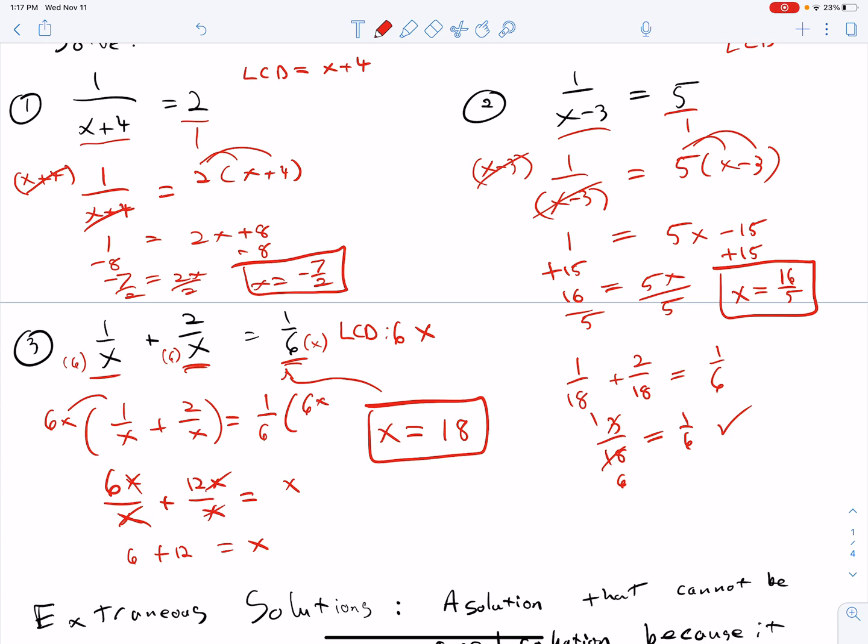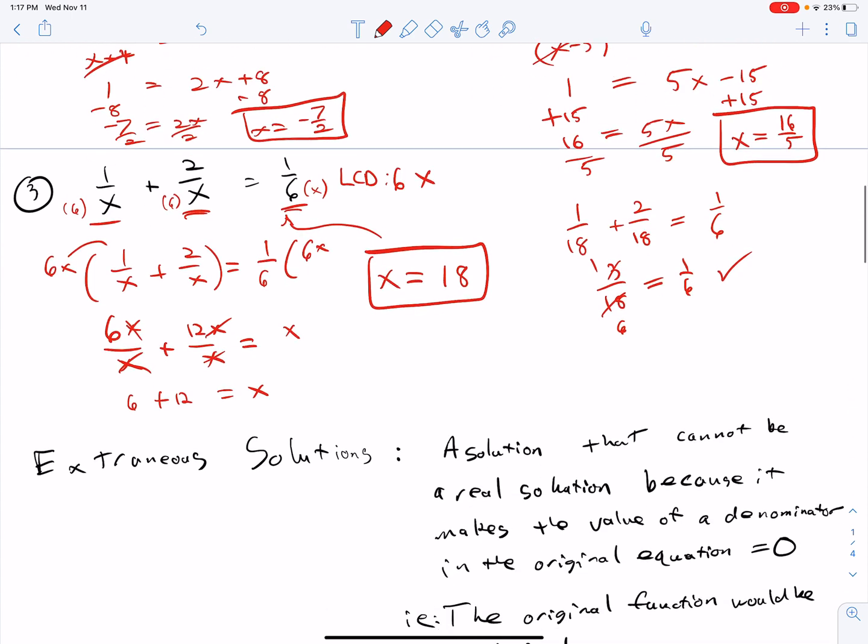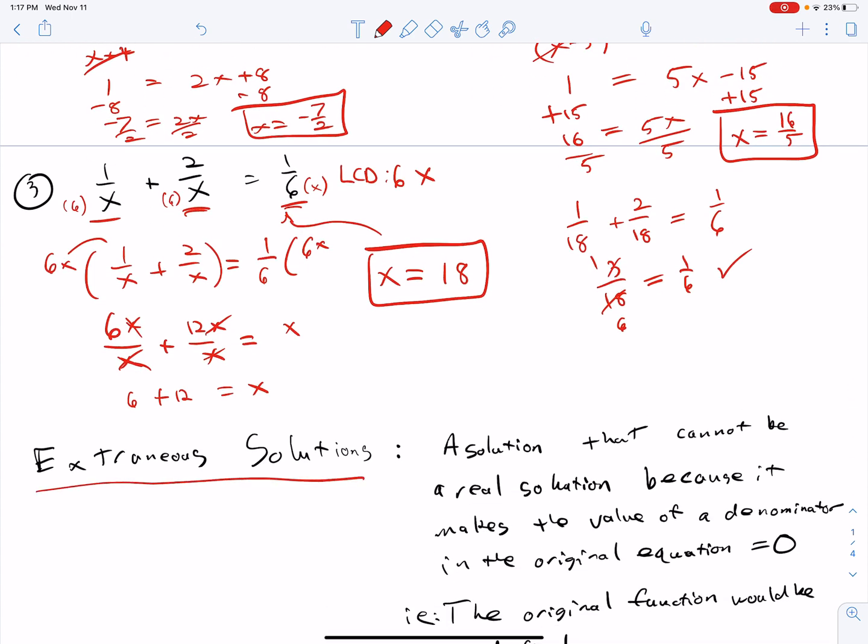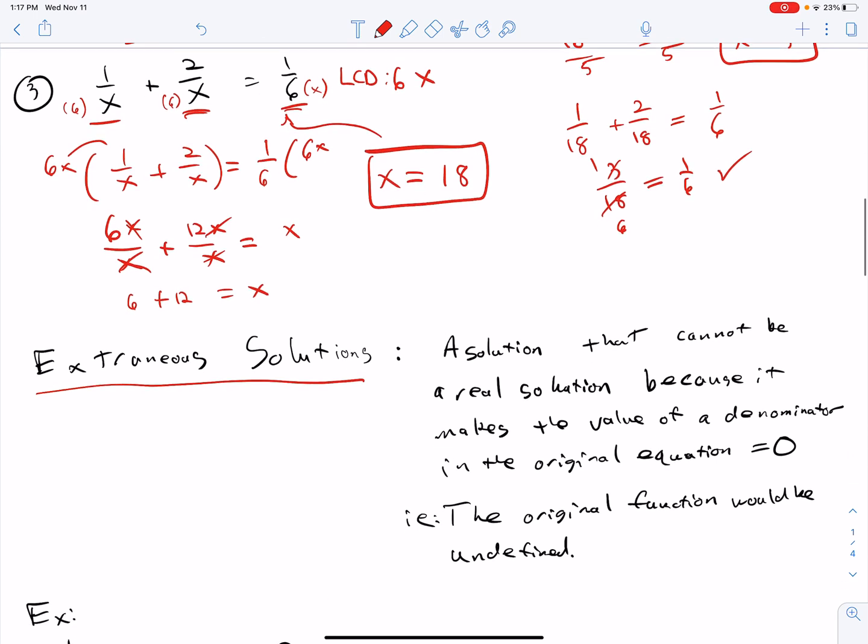Now, sometimes when we're solving these equations, we are going to run into what's called an extraneous solution. So what is an extraneous solution? That's a solution that you find, right? It's a correct solution based upon the math, but that solution cannot be a real solution, because it makes the value of a denominator in the original equation equal to 0. Saying that another way, if we get a solution that would make the original function undefined, then that solution is an extraneous solution and not a true solution of the equation.